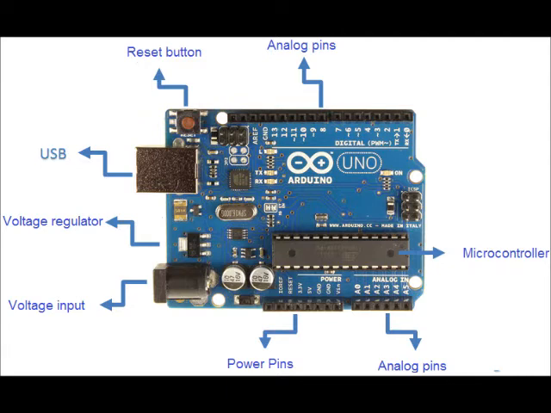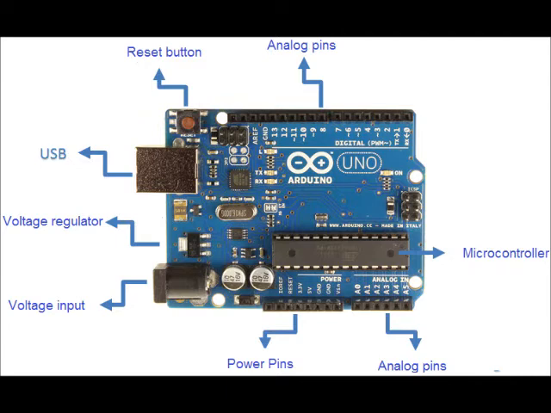Well, we can see the principal components of the Arduino. The number one is the power plug. It serves to supply voltage to the board. It works with 7 to 12 volts.